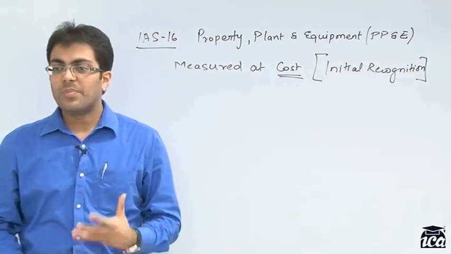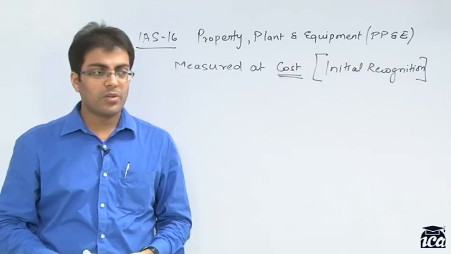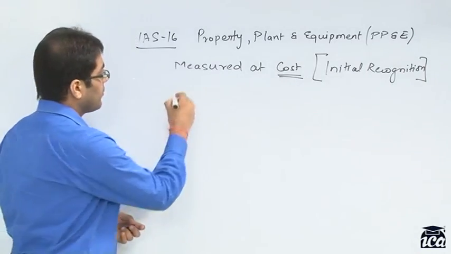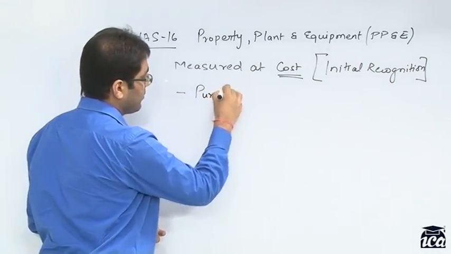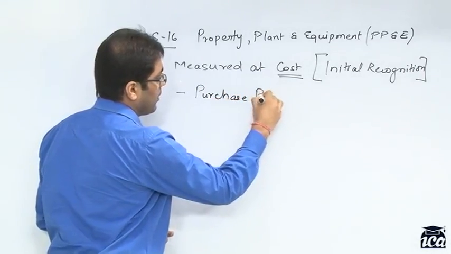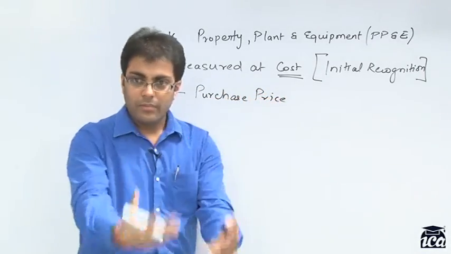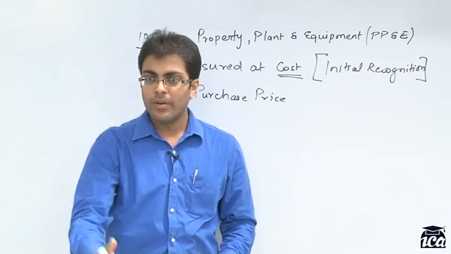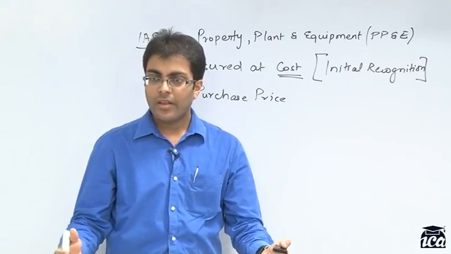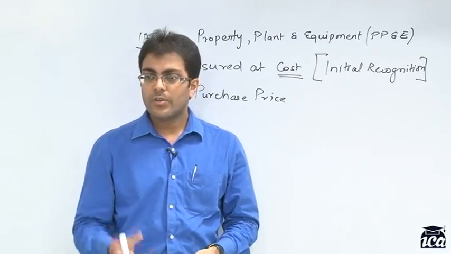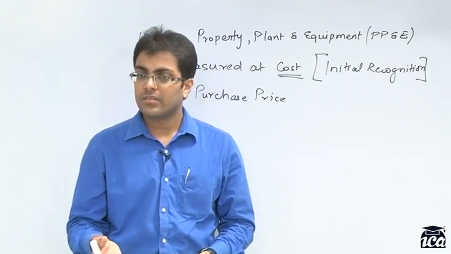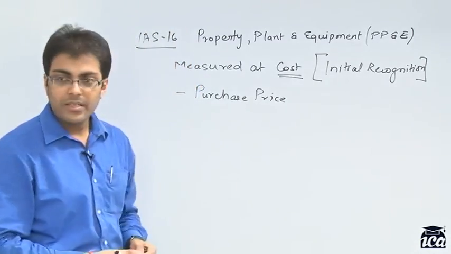Now what does this cost mean? What are the components of the cost? Number one is purchase price. Very good. So I went to the seller, I went to a shop, I have bought a table, right, or some furniture. So I said this is the total price of the furniture. Okay, so the purchase price.